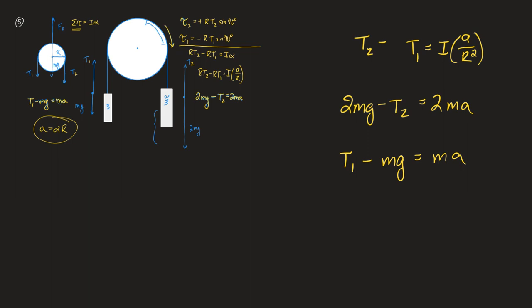Do you see that? If I add up the left side of this, I have a positive T2 and a negative T2. Those will cancel. And a positive T1 and a negative T1, those will cancel. So adding it straight down, I get 2mg minus mg. This is the net force on the system.